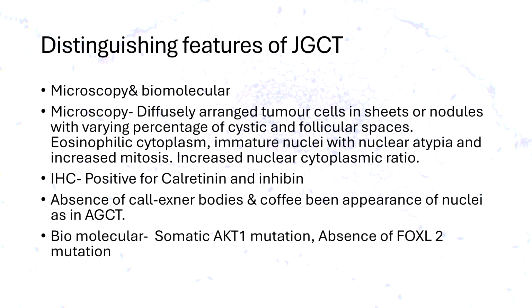How to distinguish between adult and juvenile type? Mainly by microscopy and the biomolecular characteristics. Microscopically, there are diffusely arranged tumor cells in sheets or nodules with varying percentages of cystic and follicular spaces. The cytoplasm is eosinophilic, with immature nuclei, nuclear atypia, increased mitosis, and increased nuclear cytoplasmic ratio. Immunocytochemistry is positive for calretinin and inhibin. In contrast to the adult type, there is absence of Call-Exner bodies and coffee bean appearance of nuclei.